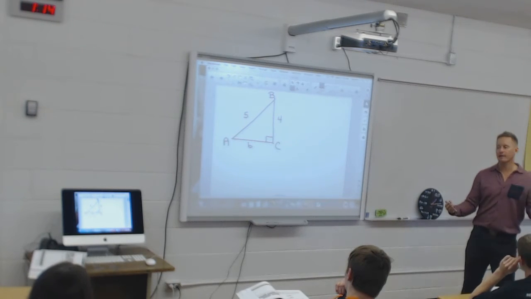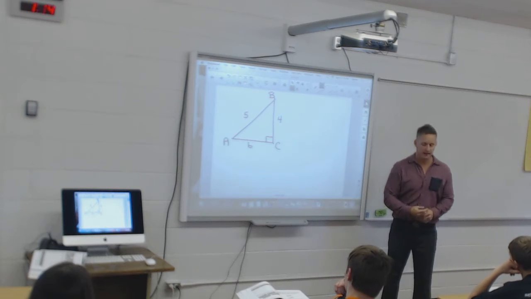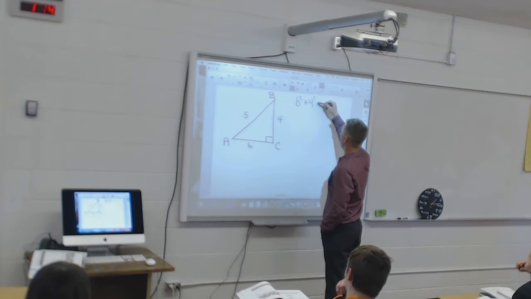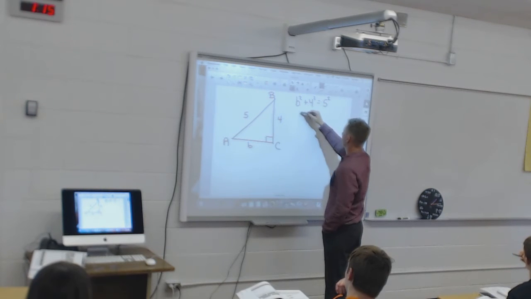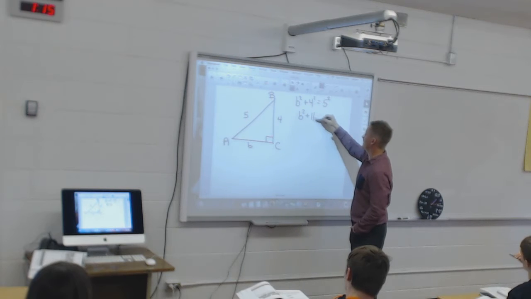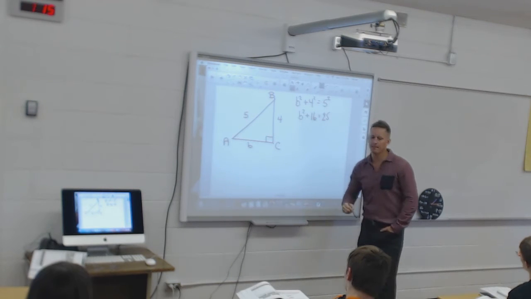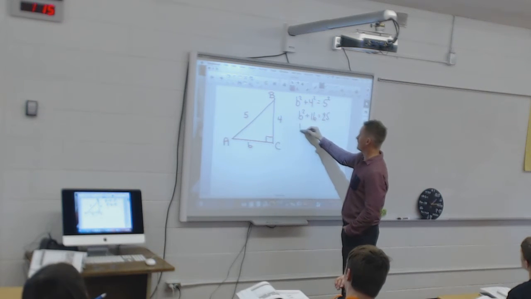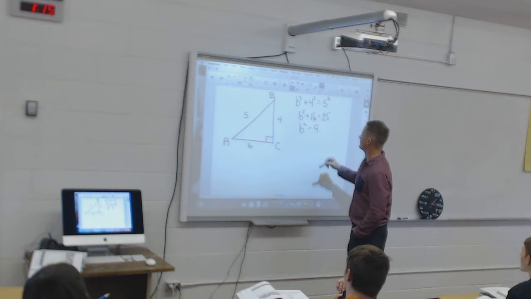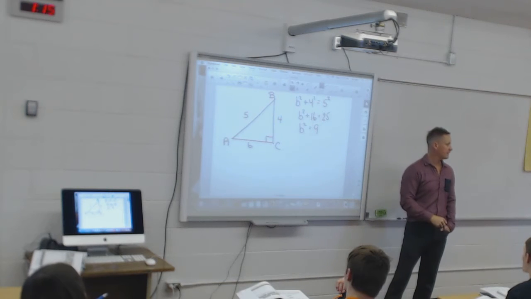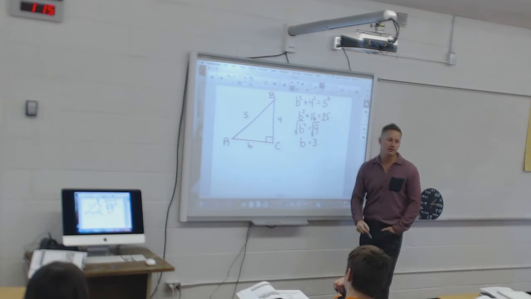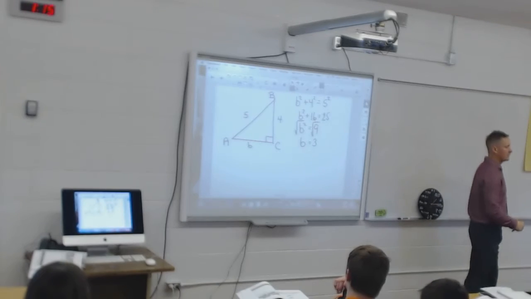So after knowing that, what do you suppose b is? 3. It's 3. So let's solve for it. b squared plus 4 squared equals 5 squared. b squared plus 16 is equal to 25, right? How do I get b squared by itself? Take away 16, so b squared is equal to 9. And then how do I get b? Square root both sides. That gives me b is equal to 3. So there's the first thing that I solved for. Okay?